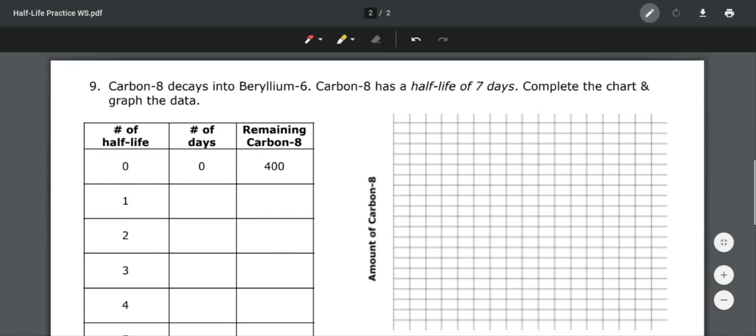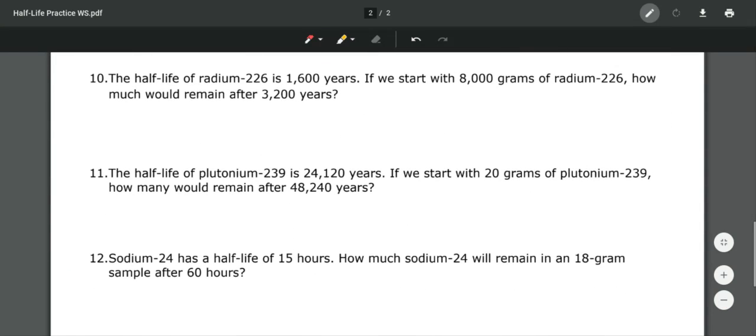I know I'm going kind of fast through these because I just want to make sure I'm being very straightforward. All right, this one here, the half-life of radium. These ones I'm going to introduce kind of a new way to do this. The half-life of radium-226 is 1,600 years. If we start with 8,000 grams of radium-226, how much will be left after 3,200 years? So this is the way I do it.